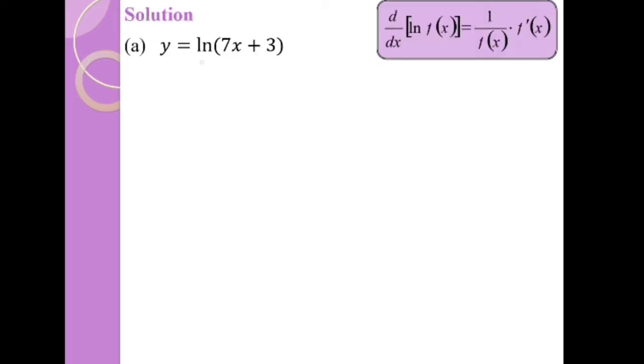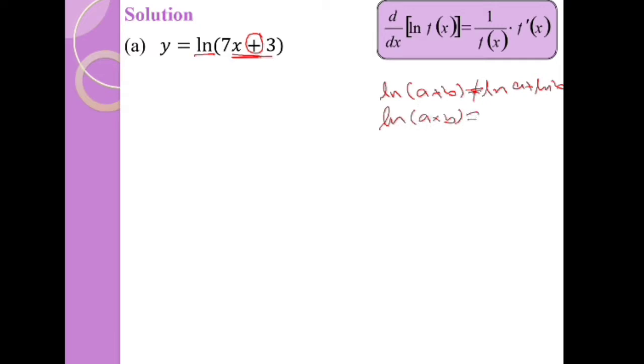Function y is given as ln(7x + 3). ln stands for natural logarithm. The rules for logarithm apply. You cannot simply separate it into ln a plus ln b if there is a plus sign in this bracket. It is wrong. What you can separate is if the sign in the middle is multiplication.